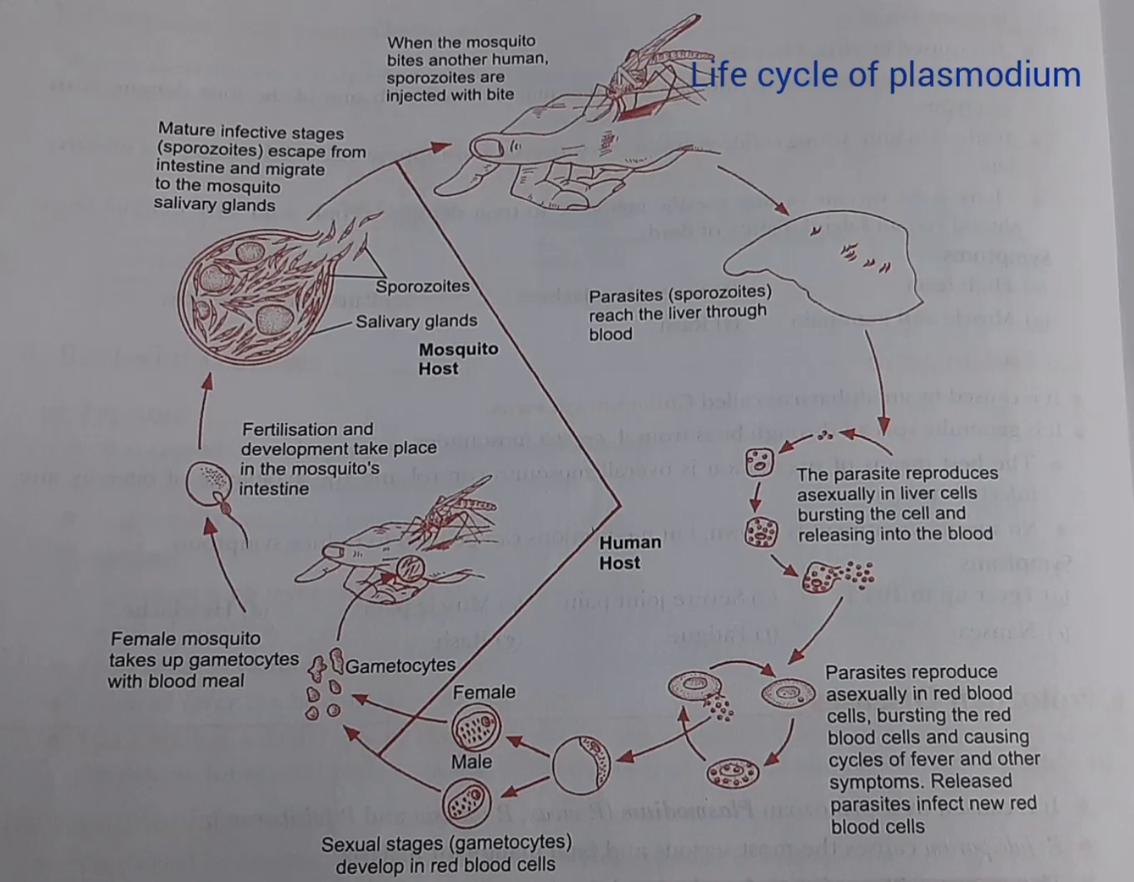Hello students, this is the diagram of the life cycle of the plasmodium. Plasmodium requires two hosts to complete its life cycle. One is the human and second is the mosquito.